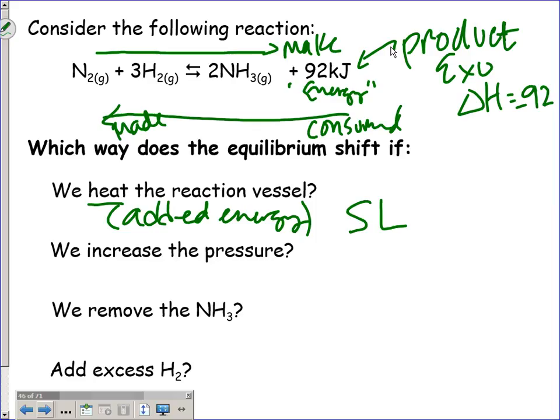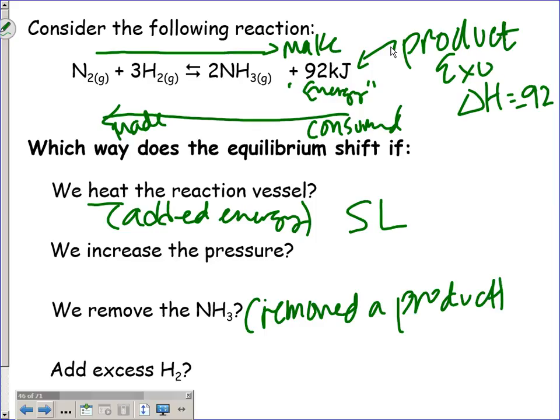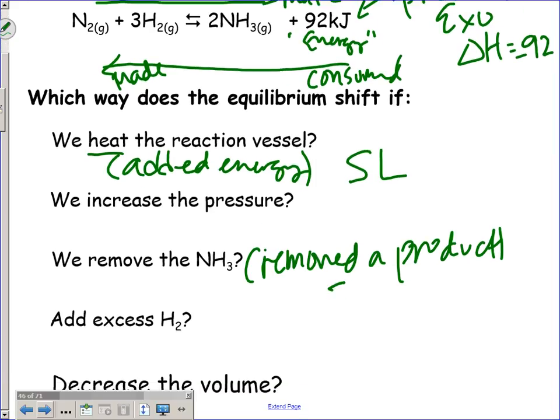All right, I'm going to skip the second one for a second. Let's go down here. Remove NH3. Is that a product or a reactant? Okay, so I've removed a product. So that's the stress. Oh no, I don't have enough products now. Which way do I shift to reestablish? I'm going to shift right, because what am I doing when I shift right? I make more product, right? I'm going to reestablish the amount of NH3 I need. I need to increase it again.